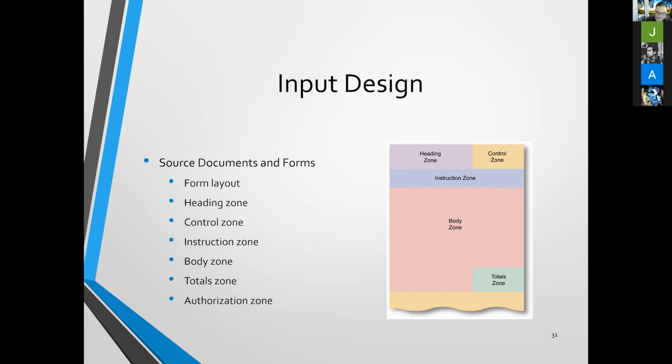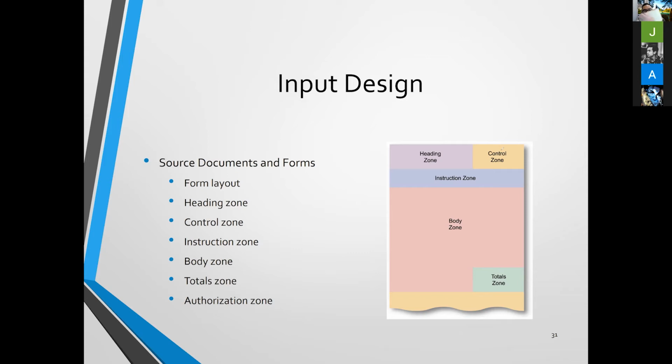The next one, heading zones. If you have a look on this screen, the heading zone here might be the logo of the company, the address of the company and the contact address, contact number. Control zone, what is it? Control zone, normally it is the number, for example it might be the document number, from the book number, something like that. Let me just show you something.